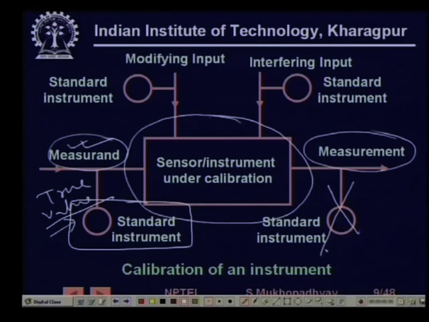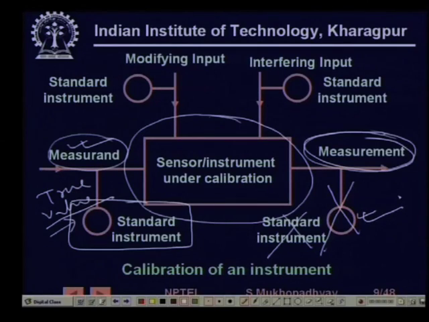Here this connection is not required. I do not know why this is connected; this diagram is drawn wrongly. So, the sensor instrument under calibration is giving a measurement. Now, this measurement, for example if it is a voltage, how many volts it is again will have to be measured by some instrument. So, in that sense this is required: you have to measure the measurement. If the measurement is given in a digital form, then you do not need to measure it, so this may be there or not there.